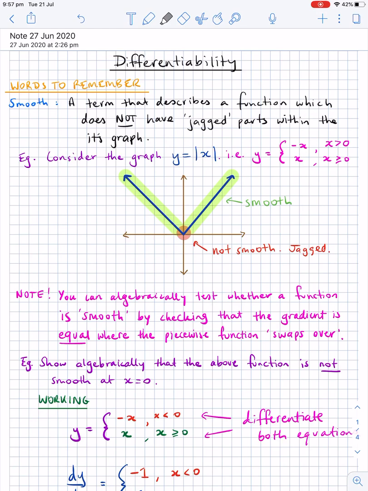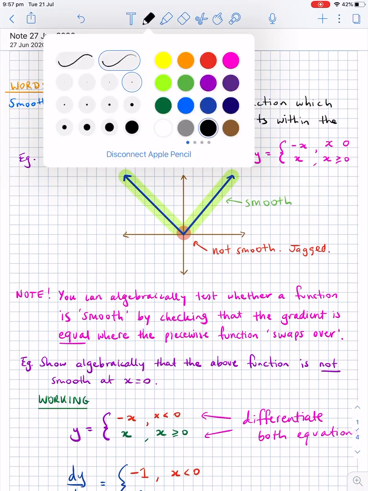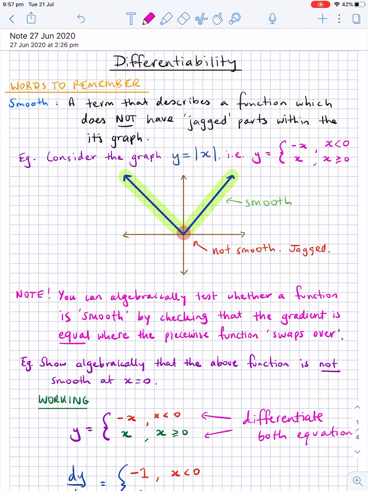Say if you consider this graph y equals the absolute value of x, these lines mean the absolute value, i.e. this is another way of representing this function. So y is equal to negative x, which is a straight line with a gradient of -1, when x is less than 0. Or y is equal to just positive x, so that's got a gradient of +1 when x is greater than or equal to 0. Okay, so this is what our graph looks like.